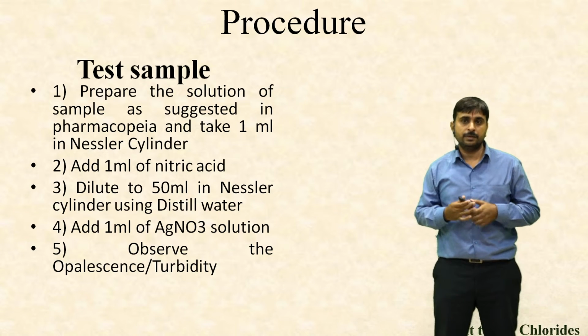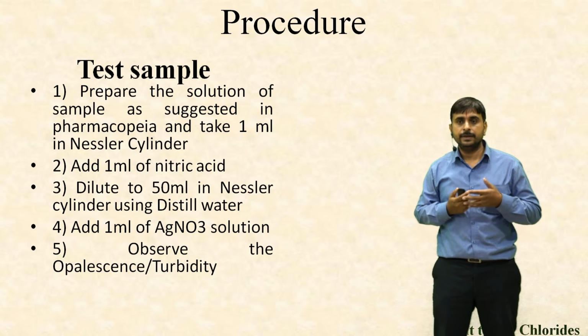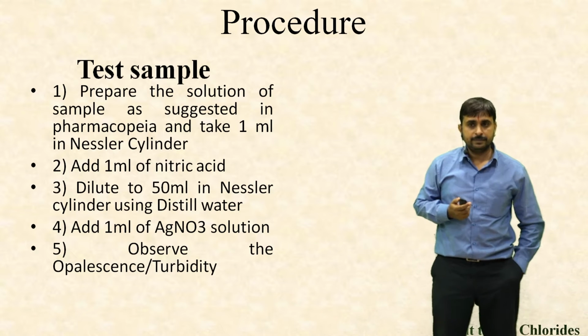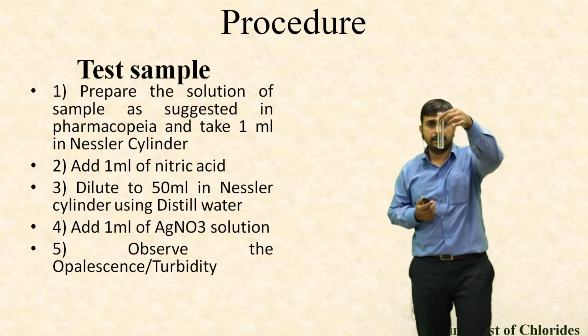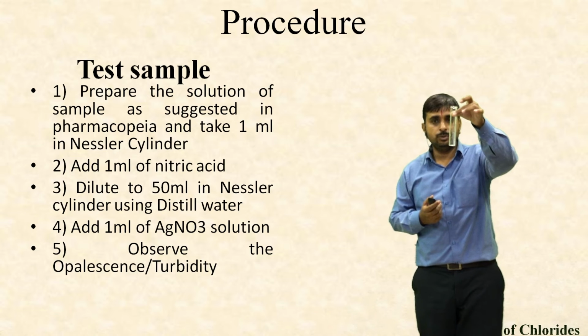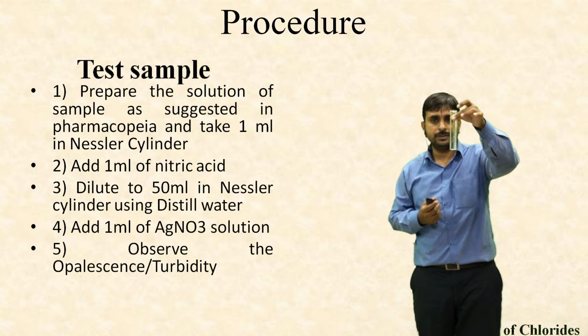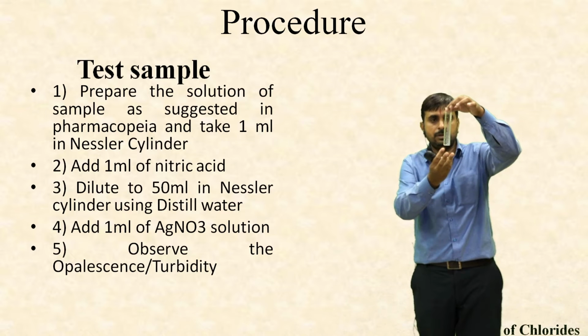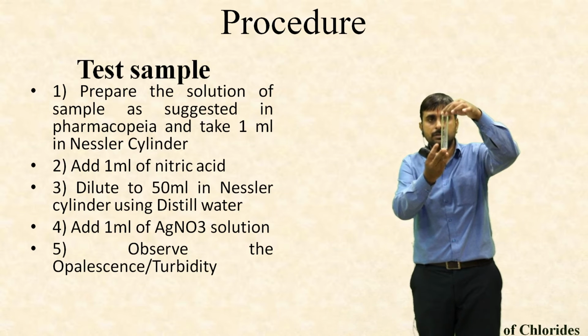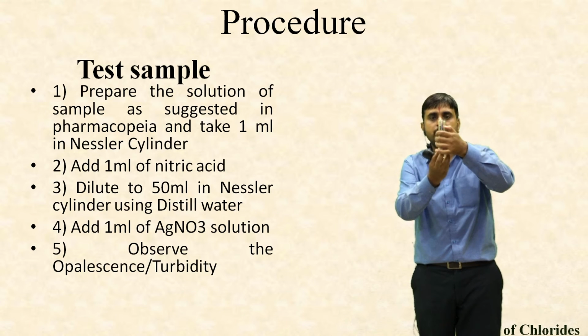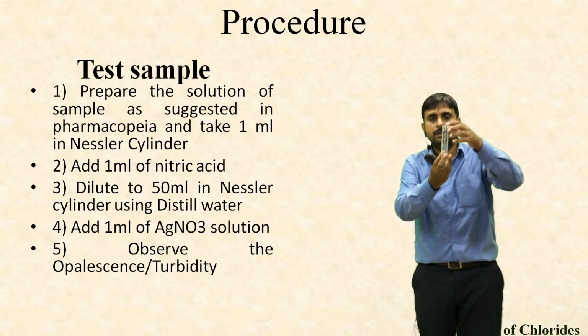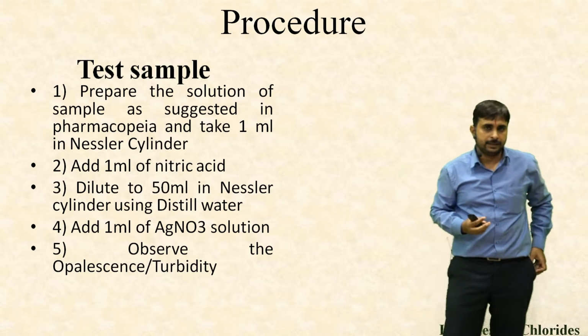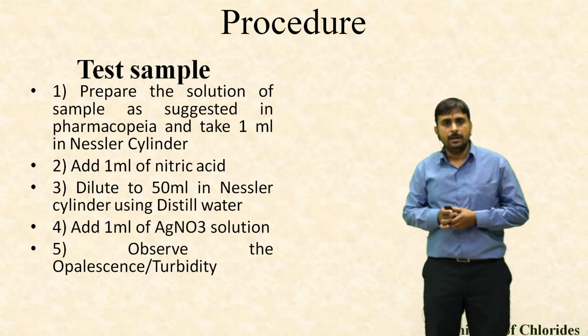Now, an important thing: this is a glassware that is very rarely used. I have Nessler cylinders. This is a Nessler cylinder. It is a flat bottom vessel, like a test tube. It is a 50 ml component, and we have a mark over here. We will use it in practicals right after this theory session.